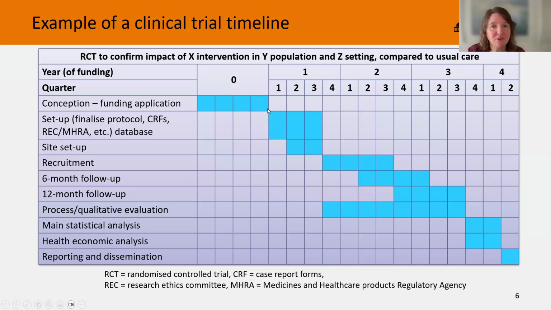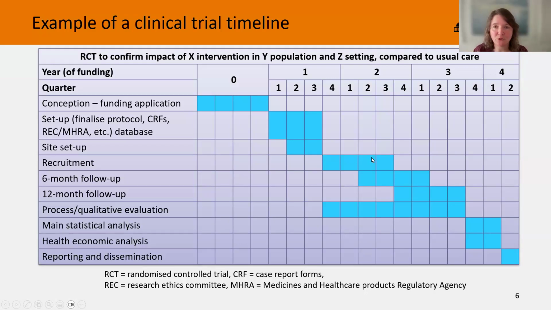Then once we've got some money to do the trial, we will set it up. We'll do all the paperwork, finalise the protocol, do the case report forms, do the database, get all the approvals and so forth. Then setting up the sites, talking to sites, then we'll start recruiting patients.